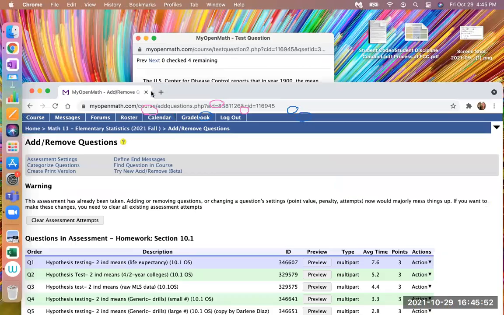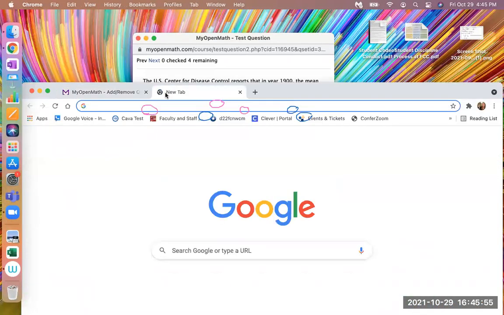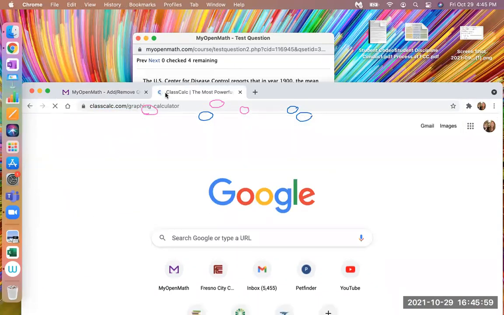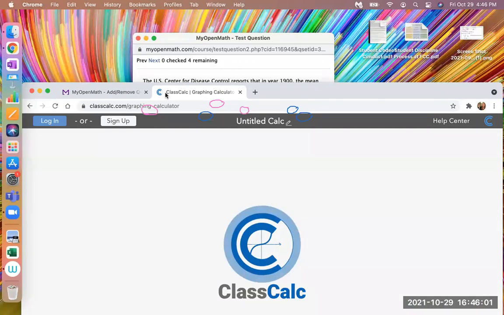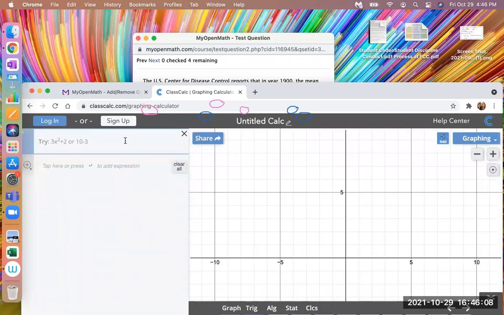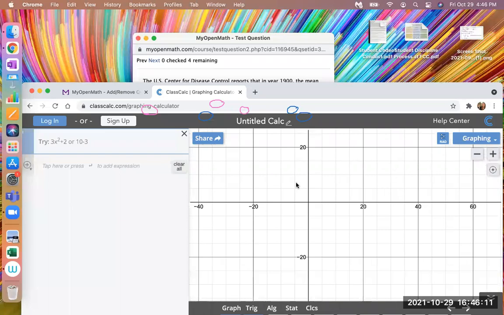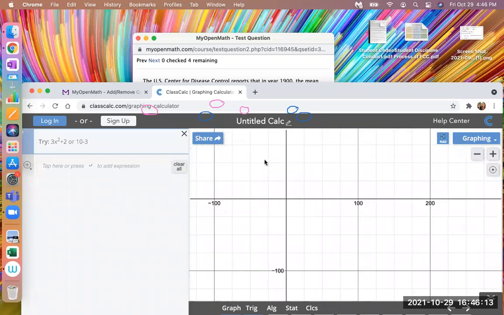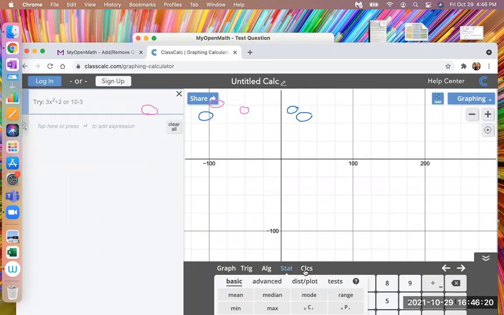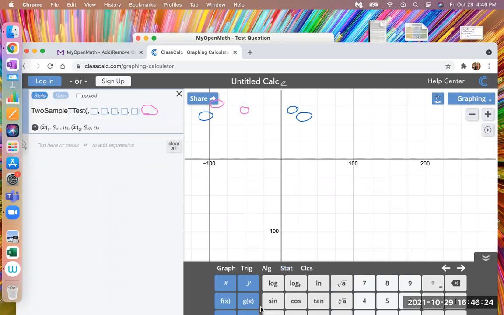Now we need to go to the calculator to do this. Because this is a mean problem, and because there are 2 samples that they're comparing, we're going to do a 2-sample t-test. Go to stats, then tests, and then 2-sample t-test.